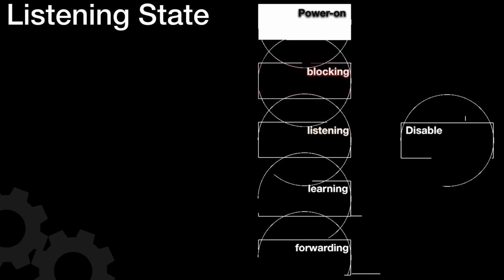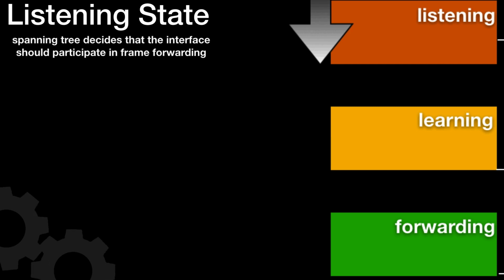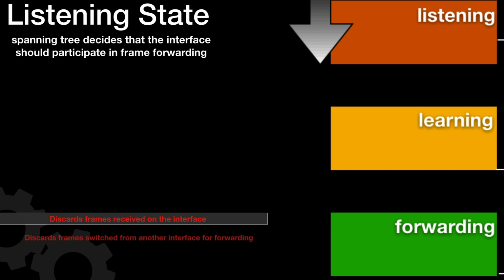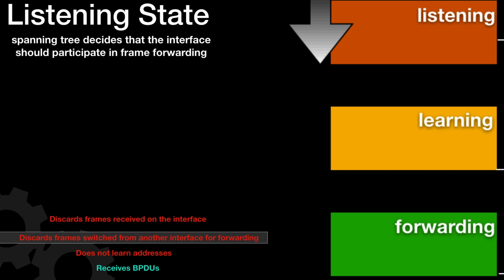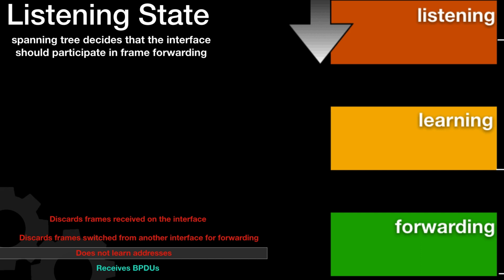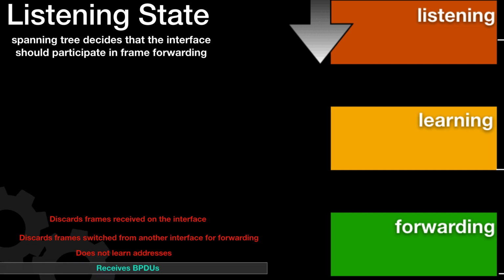Listening state. The listening state is the first state a Layer 2 interface enters after the blocking state. The interface enters this state when the spanning tree decides that the interface should participate in frame forwarding. An interface in the listening state performs these functions: discards frames received on the interface, discards frames switched from another interface for forwarding, does not learn addresses, receives BPDUs.